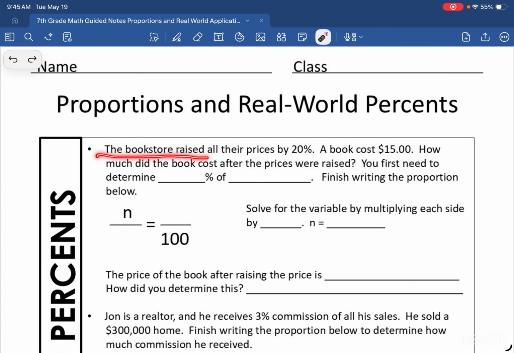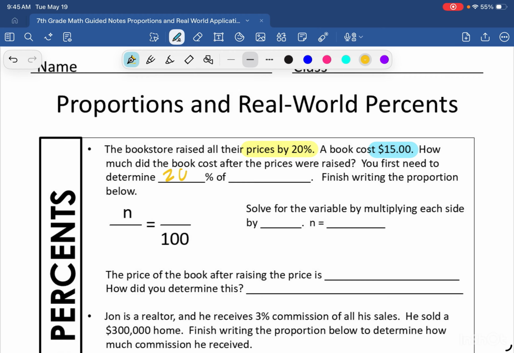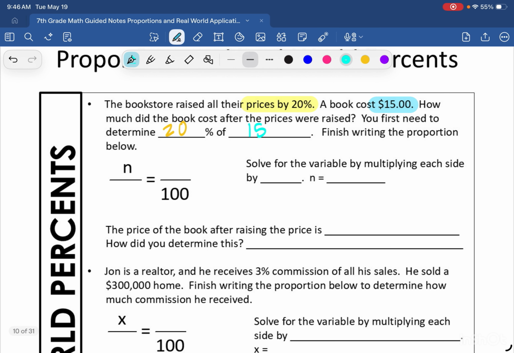The bookstore raised all their prices by 20%. I'm going to mark that 20%. It seems like it's important. A book cost $15. Again, important information. How much did the book cost after the prices were raised? You first need to determine 20% of $15. Because if I can figure out 20% of $15, that's going to let me know how much they raised their prices. So let's do that using a proportion.